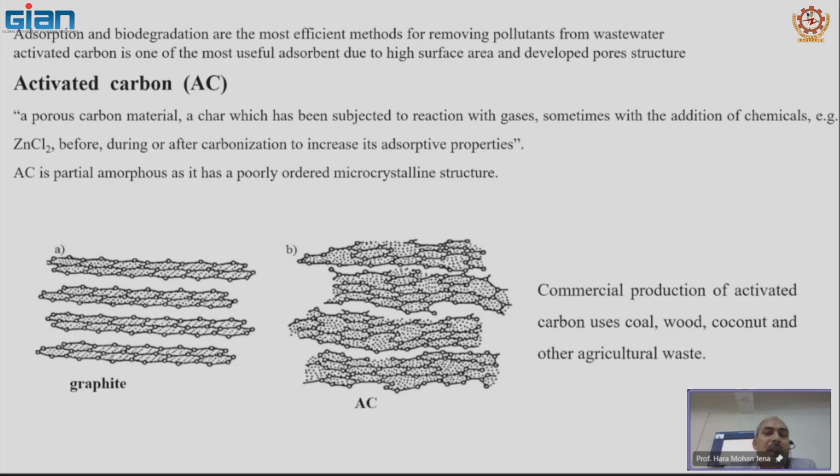Activated carbon, as you know, is a porous carbon material which has been subjected to reaction with gases, sometimes with the addition of chemicals such as zinc chloride, before, during or after carbonization to increase the adsorbent properties. Activated carbon is a partially amorphous substance with a microcrystalline structure. You can see the difference between activated carbon and graphite, where the microcrystalline structure is visible.